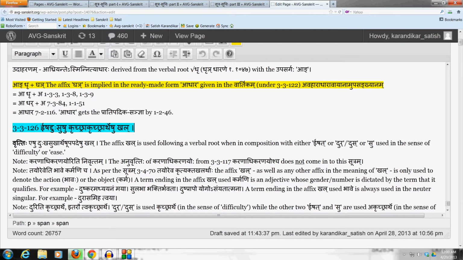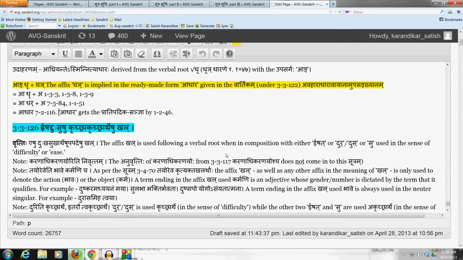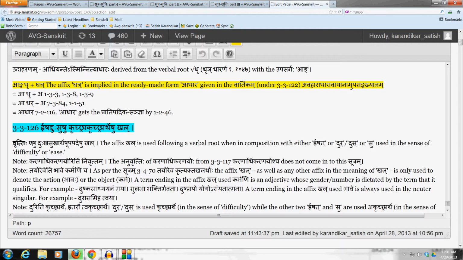Ishadussushu is ending in the Saptami Bahuvachanam. You know what that means? By 3-1-92, Tatropapadam Saptami Stham, it means that one of these terms has to be in composition. Then only the affix khal may be used. In the vritti, of course, Eshu refers to Ishadussushu. Let's take a look at these notes over here.